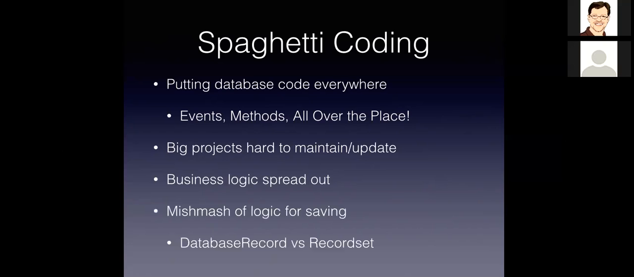Also add in the fact that Xojo doesn't help us with the mismatch of logic for saving. So assuming you're using the internal records or the objects, you have to use a database record if it's a new record, and you have to use the record set if it's an existing record.